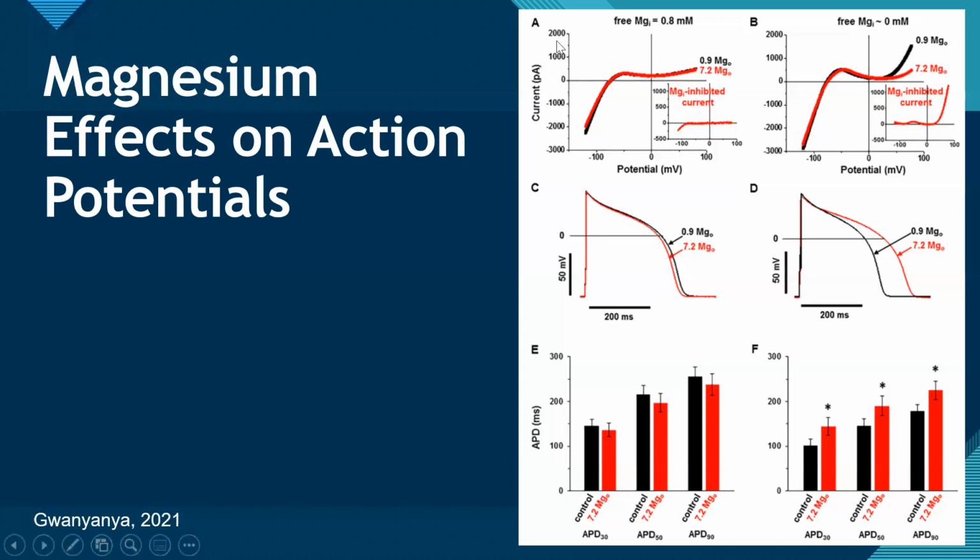Graphs A and B at the top here represent the whole current obtained by using voltage ramps. Graphs C through F are summaries of the action potentials. The cells that received the internal dialyzed solution of 0.8 millimolar of magnesium did not see much change in the potentials between the control and the test solutions, while the magnesium-free internal solution had a prolonged repolarization rate in the high-level solution, which we can see in graph D.